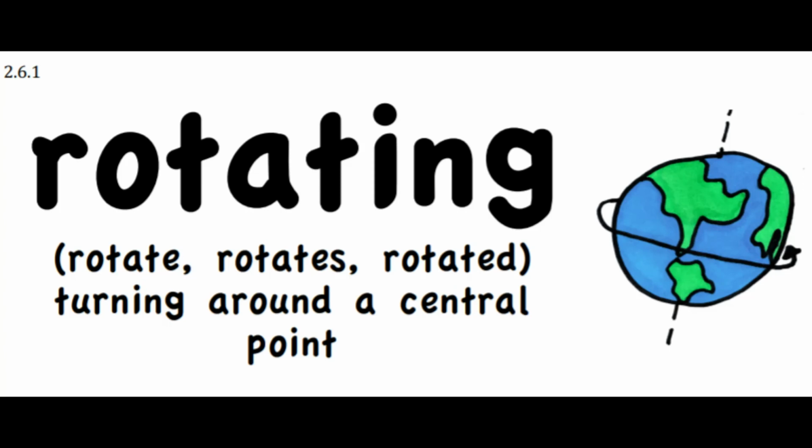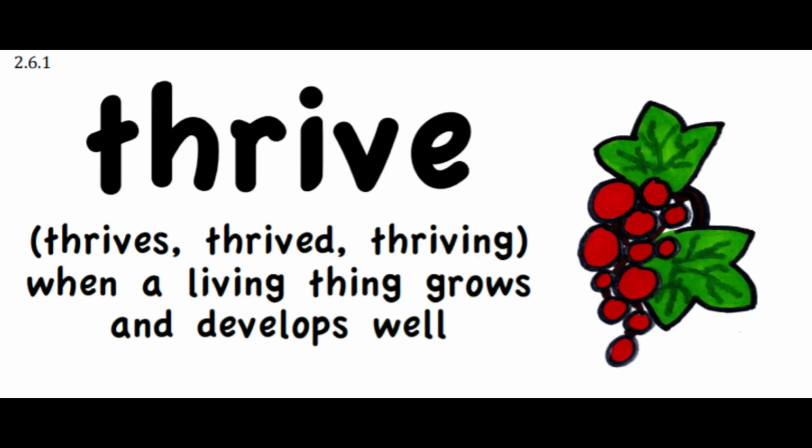Rotating. Rotating means turning around a central point. As I pedal my bike, the tires are rotating to keep me moving. Thrive. Thrive means to grow and develop well. With such an abundance of green grass and clover to eat, the sheep will thrive.